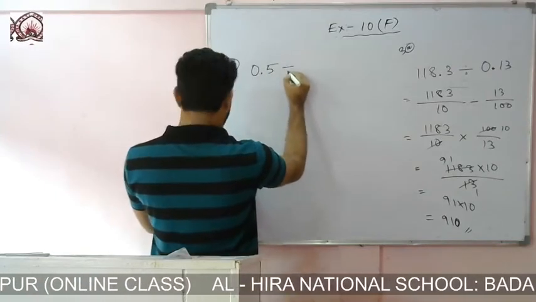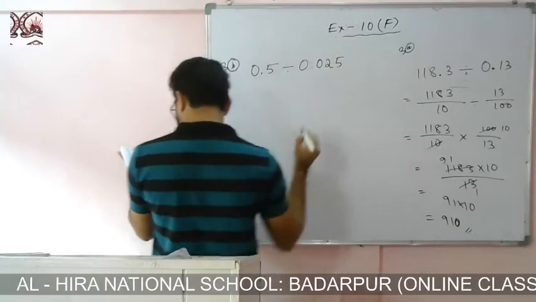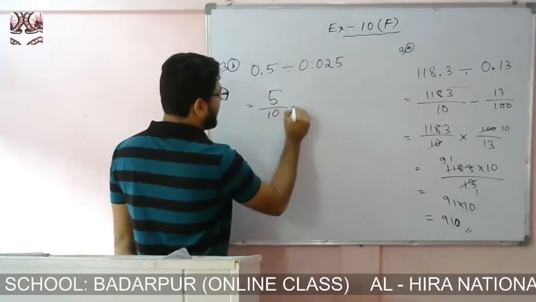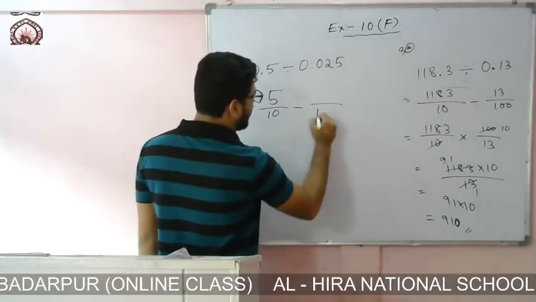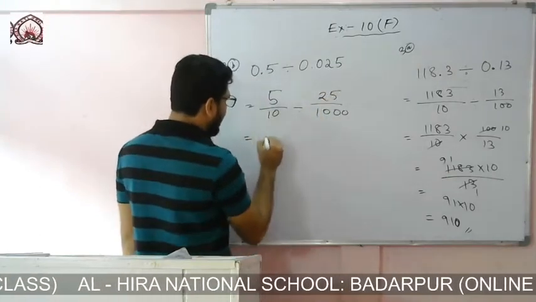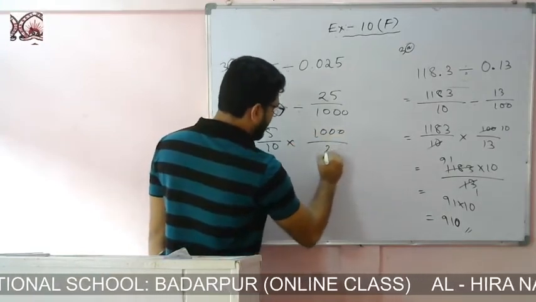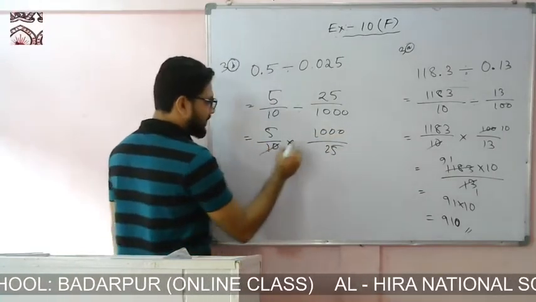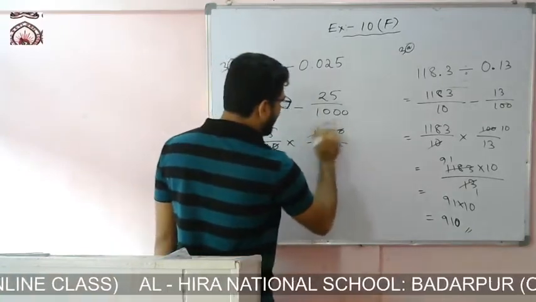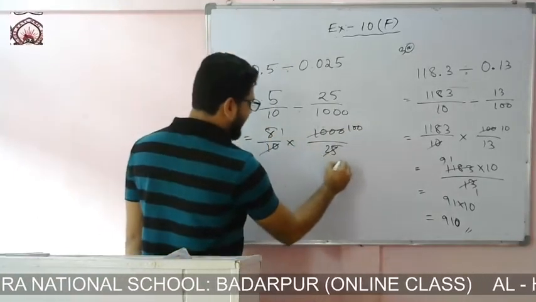0.5 divided by 0.025. As earlier, you can write 5 by 10, and since there are 3 decimal places, we put 3 zeros, then write 25. Then you see 5 by 10 into 1000 by 25. If we cancel, 10 ones are 10 and 2 zeros, it means 100.